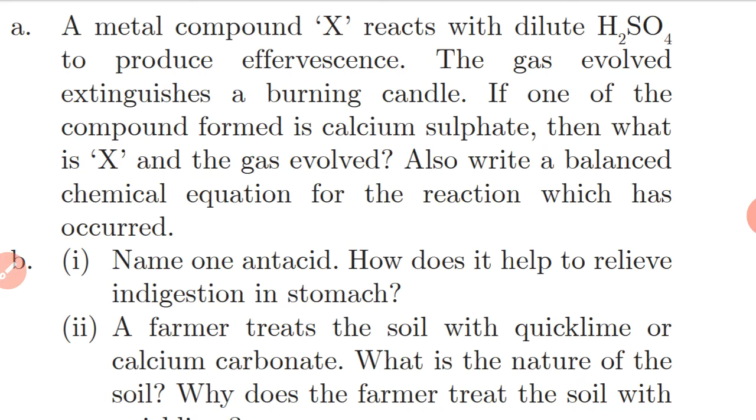Let's read out the question once again. A metal X reacts with dilute H2SO4, and it will produce calcium sulfate. So here is the key point so that we can find the element X. Then what is X and the gas evolved?